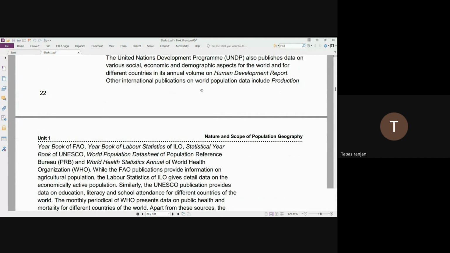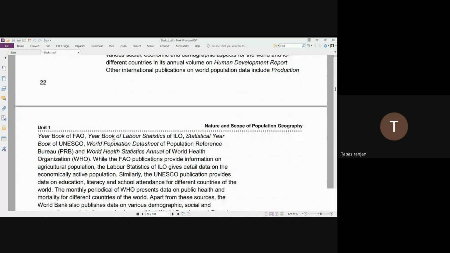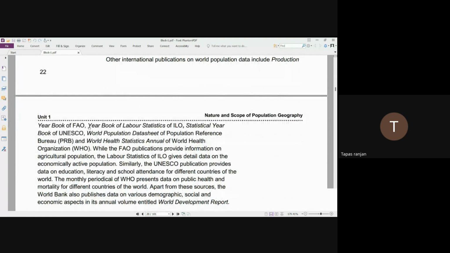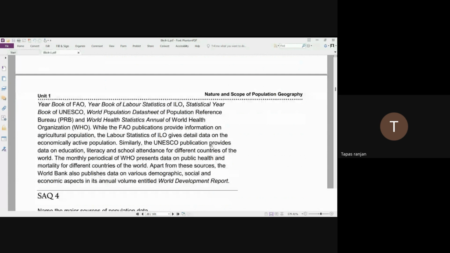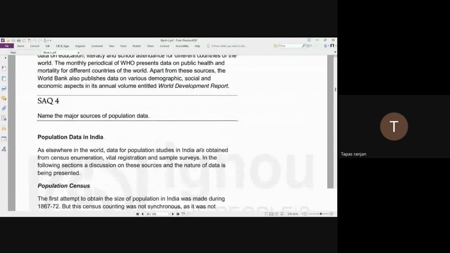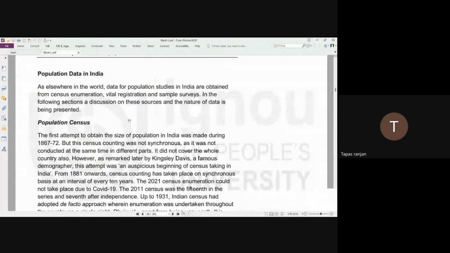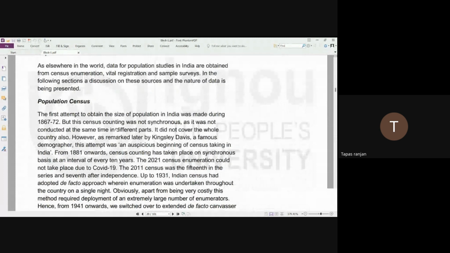International publications on world population data include the Production Yearbook, and then the Yearbook of Labour Statistics. All these publications provide you data about the population. Likewise, in India, you have the population census.